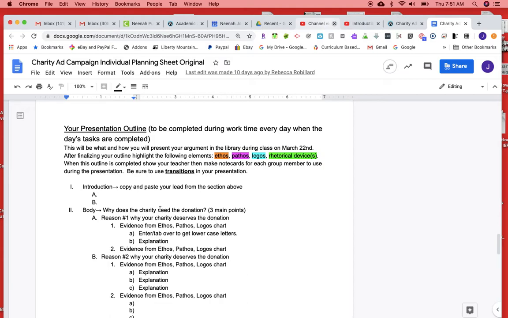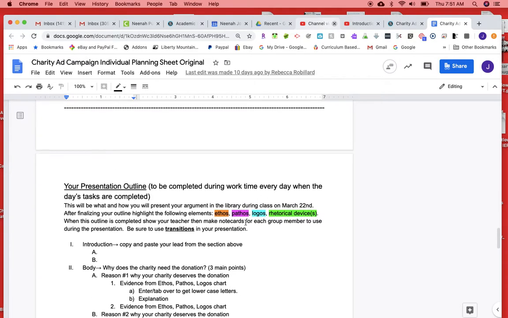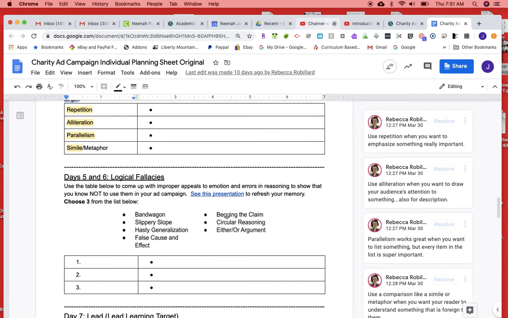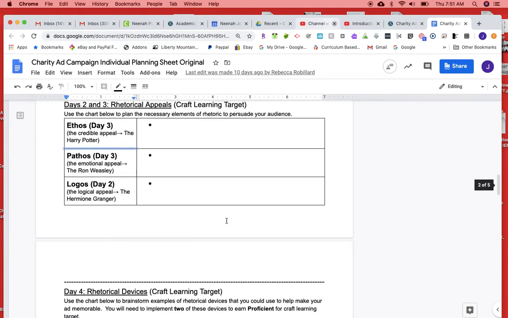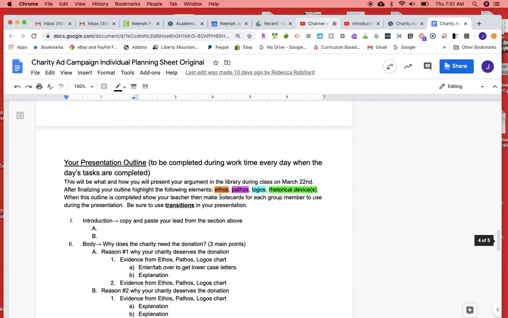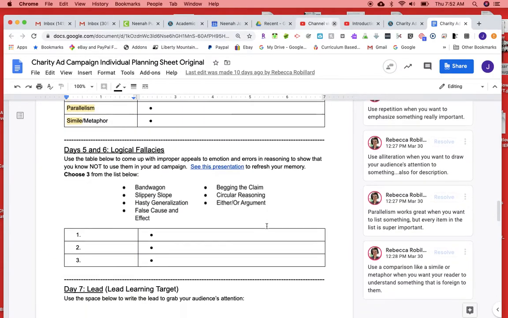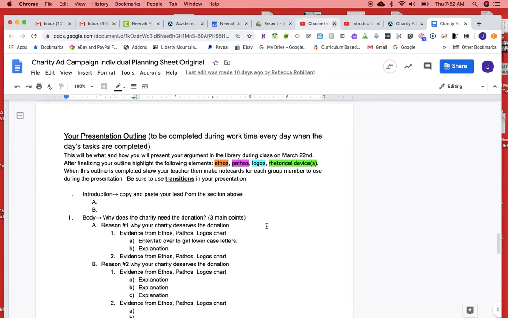So after finalizing your outline, highlight the following elements. We want to prove that you have your ethos, pathos, and logos and rhetorical devices. So orange, purple, pink, blue, and green. That's where you're going to take directly from what you have up here. Just to make sure you have it, she color codes that. If you're missing the color, then you are missing that part in your paper or your presentation.